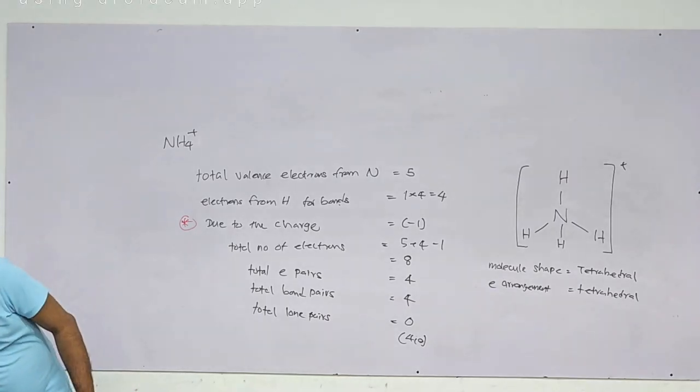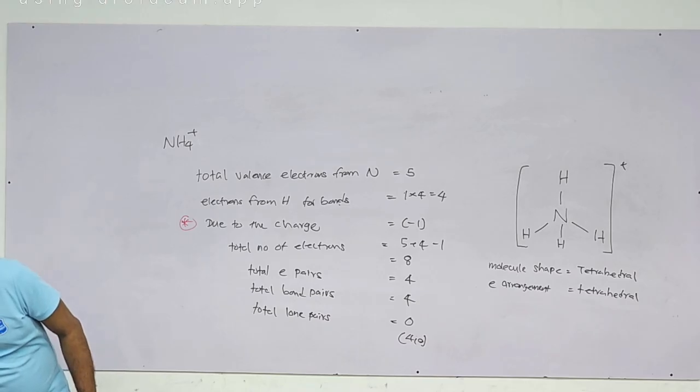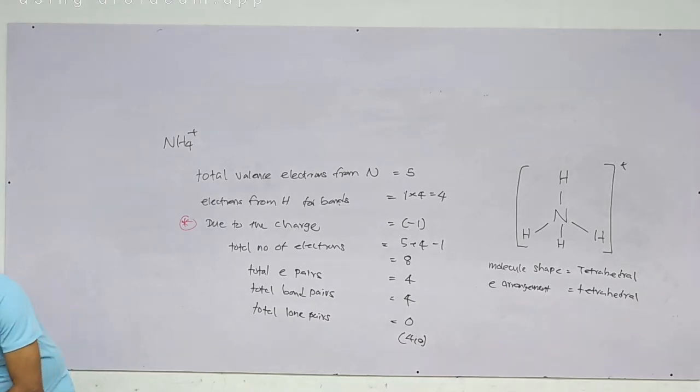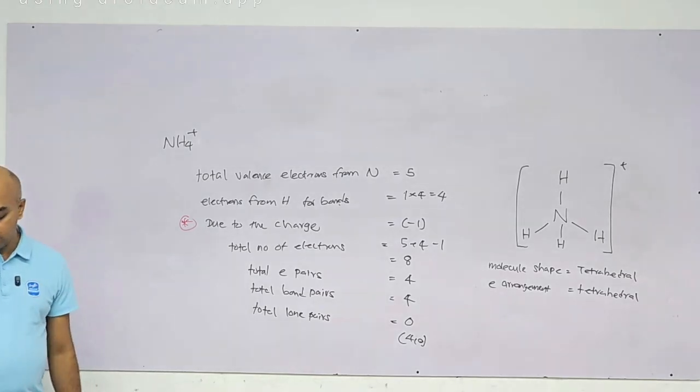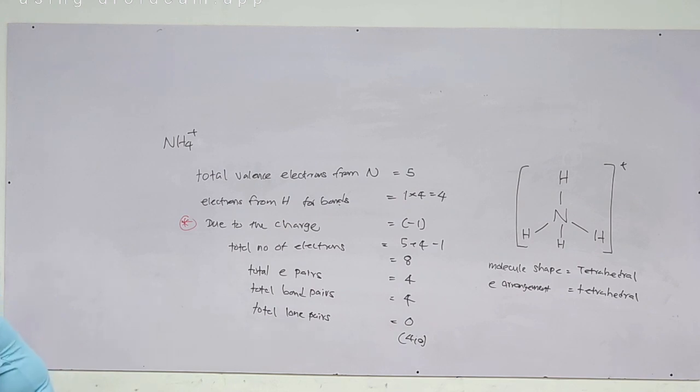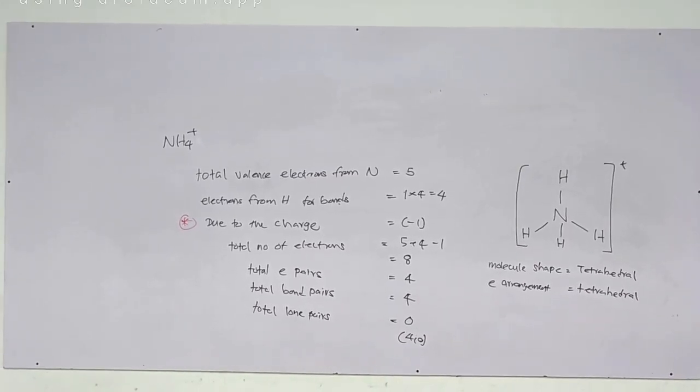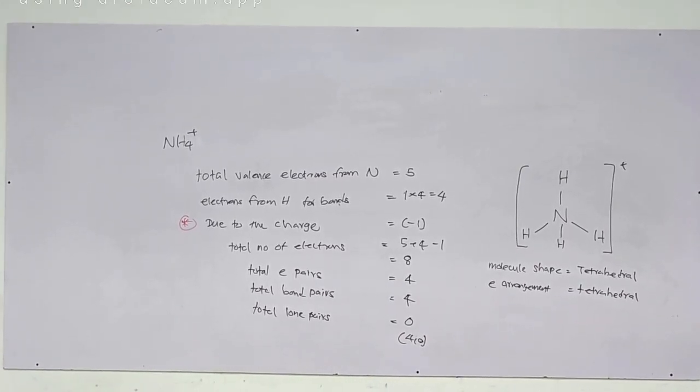If it is a cation, deduct number of electrons based on the charge, and if it is an anion, add number of electrons based on the charge.